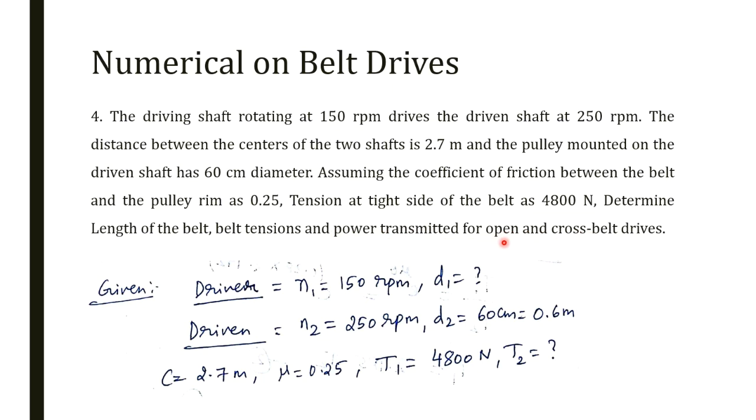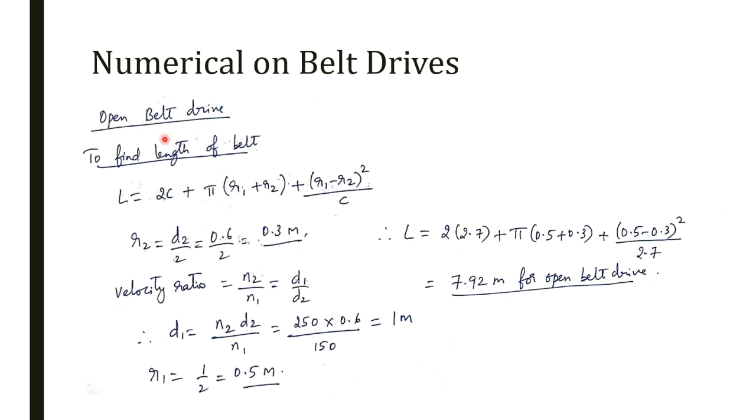So in this numerical, I will be solving for one particular belt drive, that is open belt drive, and on similar lines you will solve the cross belt drive. So driver N1 is equal to 150 rpm. All the given data you just write it down, and then first we'll find out the length of the belt for open belt drive. On similar lines you solve it for cross belt drive. To find length of belt, L is equal to 2c plus pi (r1 plus r2) plus (r1 minus r2) whole square by c. When you are finding the length of belt for cross belt drive, this will become (r1 plus r2). So now substitute the values.